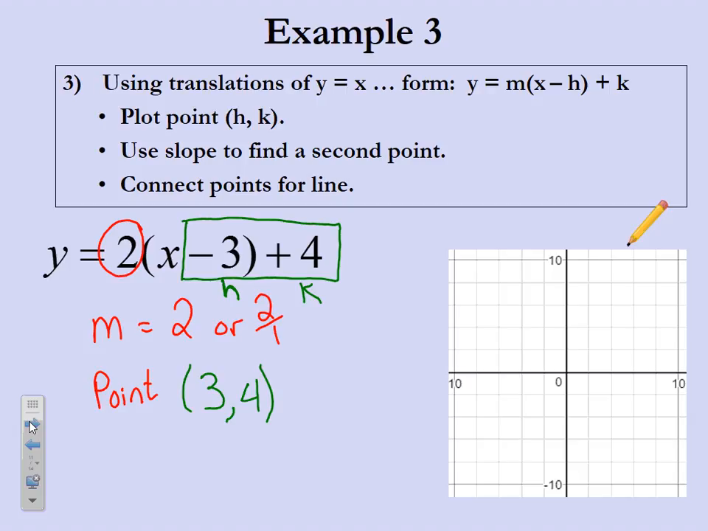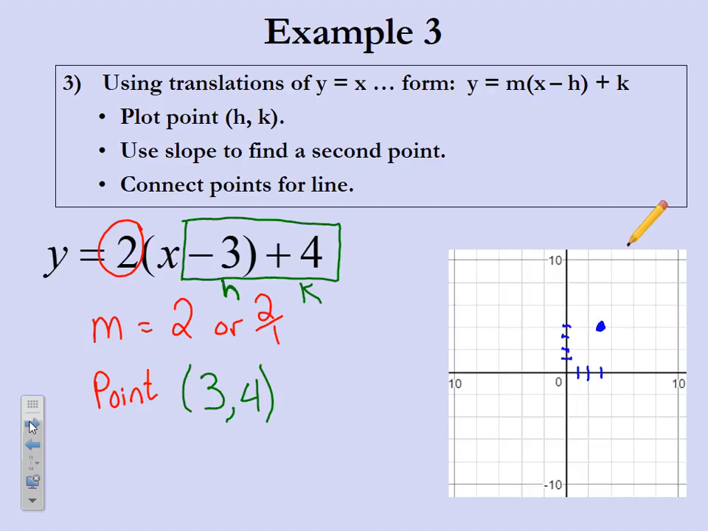Now that we have our slope and our point, we can create our graph. First thing we're going to do, remember, is plot our point. So I'm going to go to (3, 4). So 1, 2, 3, and then I'm going to go up 4. So this will be 1, 2, 3, 4. It's going to be right here.